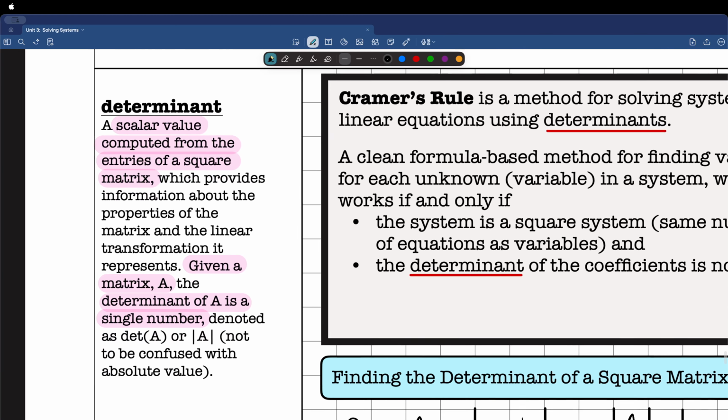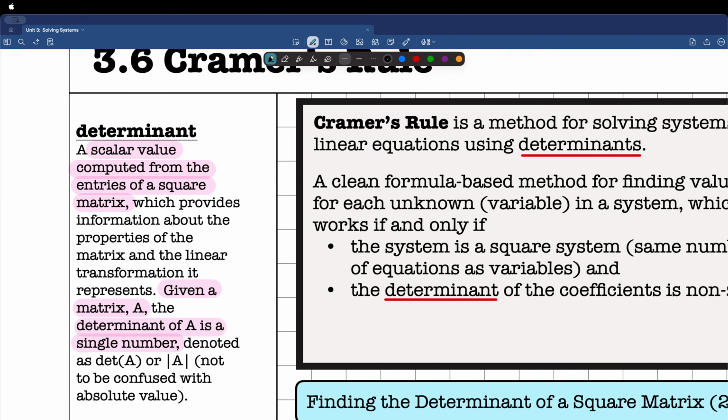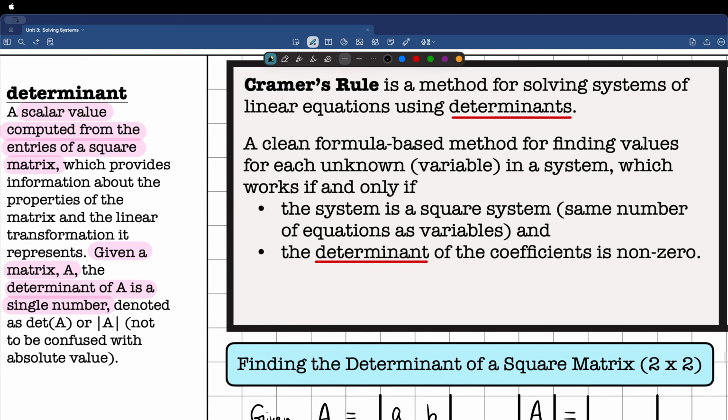A determinant. Okay, in the notes I have it highlighted as to what's important, but a determinant is a scalar value computed from the entries of a square matrix. This provides information about the properties of the matrix and the linear transformation it represents. If you're given a matrix A, the determinant of A is just a single number, okay? And we'll denote it as det A or what looks like absolute value of A, but just don't confuse it with the absolute value.